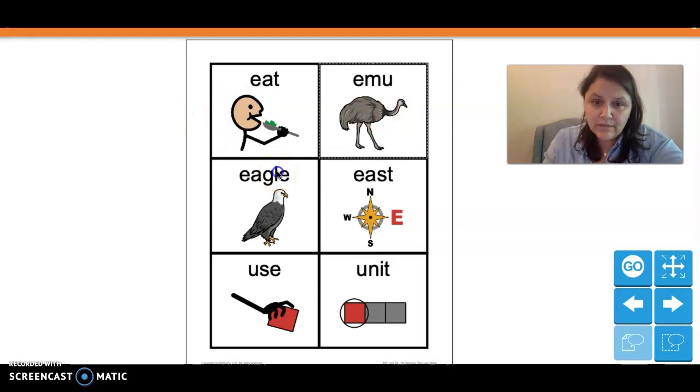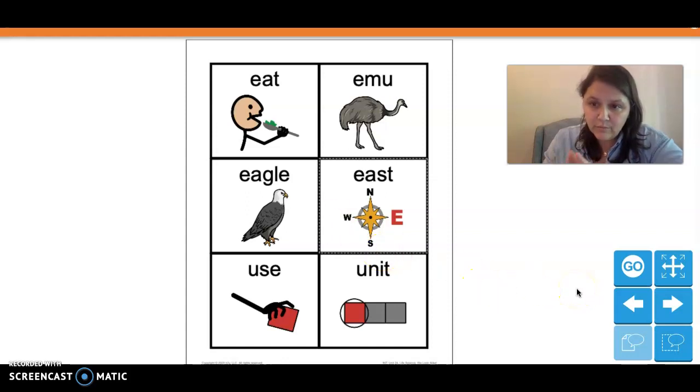Next word is eagle. Eagle. We see an eagle flying high above in the sky. Next word is east. East. So we have our four directions: north, south, east, and west. East.